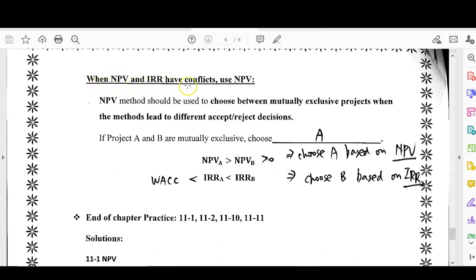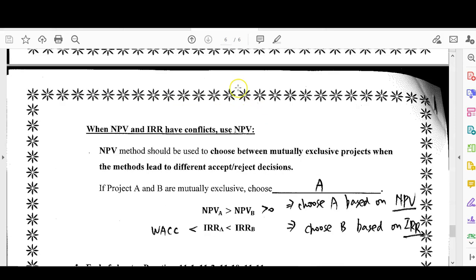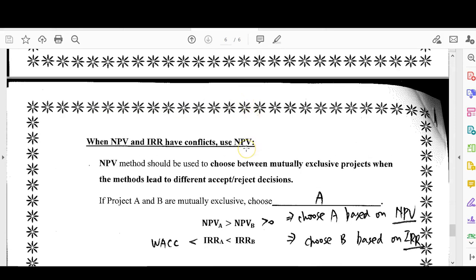When NPV and IRR have conflicts, we should use NPV. Okay, again, we think NPV is better than IRR because it has a more realistic discount rate. So if NPV and IRR lead us to the same decision, we don't have any worries. But if they lead to different decisions, we would go with NPV. The NPV method should be used to choose between mutually exclusive projects when the methods lead to different accept or reject decisions.